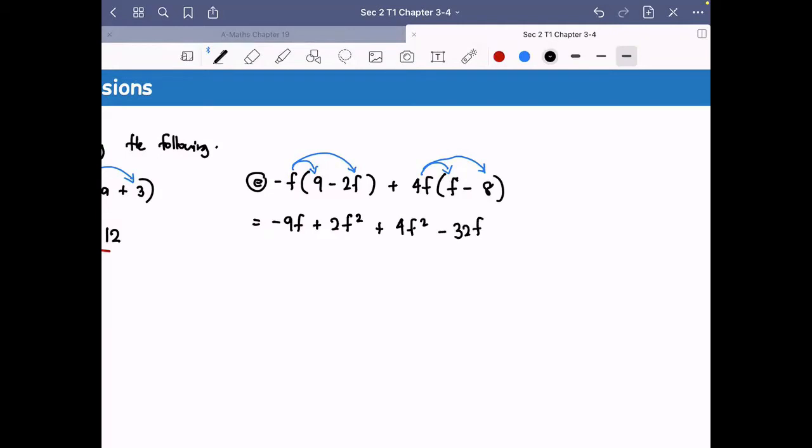Then we combine like terms, so we can simplify them now. 2F squared plus 4F squared gives us 6F squared, and then negative 9F and negative 32F gives us negative 41F. So this is our answer for letter E. Do you guys have any questions with this kind of examples?